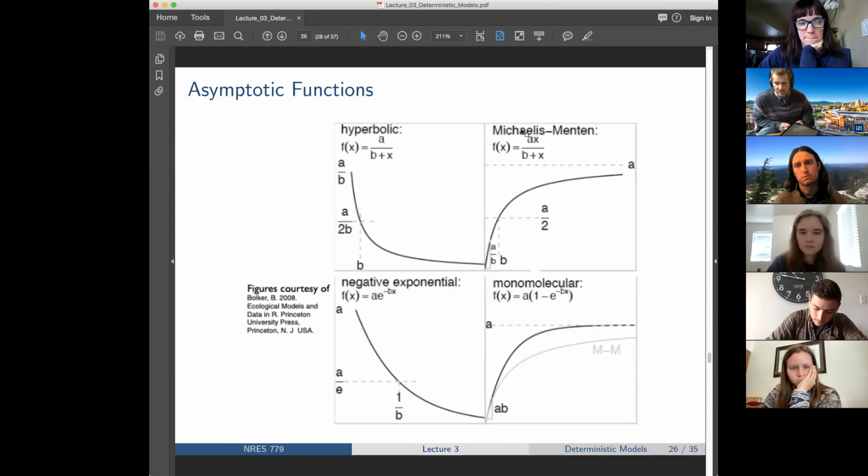Let's see, Meredith, do you see your function in this table that you sent me? Yeah, it kind of looks like the one in the top right, or the one below it, I guess. Either one of those. All right, let's look at the next slide.